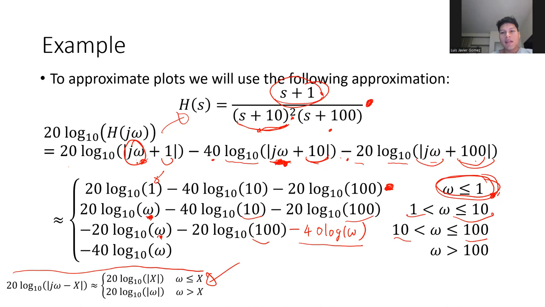And then when omega is greater than 100, this is just equal to j omega, because it's greater than 1, j omega because it's greater than 10, and j omega because it's greater than 100. So this is how we're going to approximate it. Of course, this is not exactly correct, but it's close enough for our purposes.